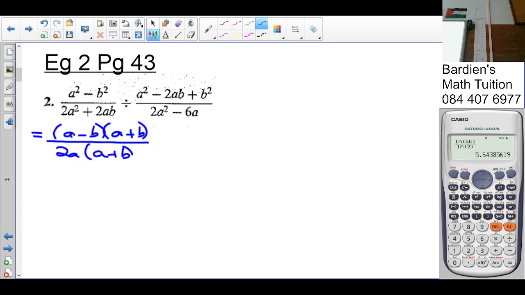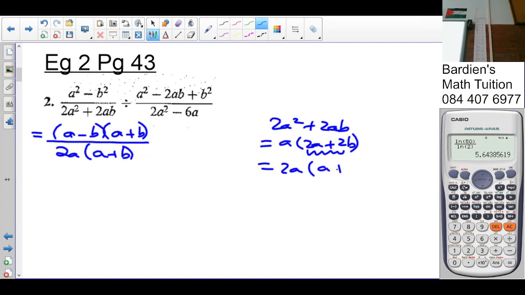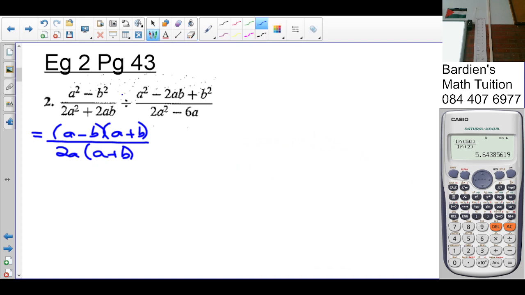a plus b. Now the person who said a, you would have gotten a into 2a plus 2b, not so? And you would see here, 2 is still common, which must come out again. It's 2a into a plus b. You understand? You always factorize as far as possible. Then we're going to change that division to multiplication. So the denominator now becomes the numerator, not so? And the numerator now becomes the denominator, not so?